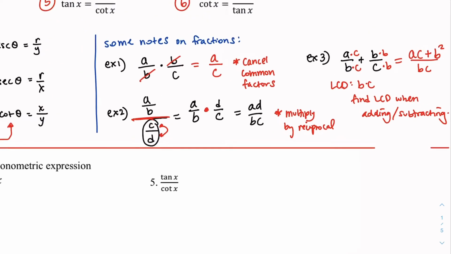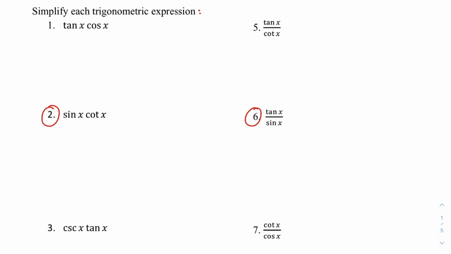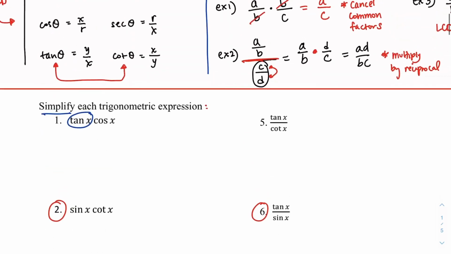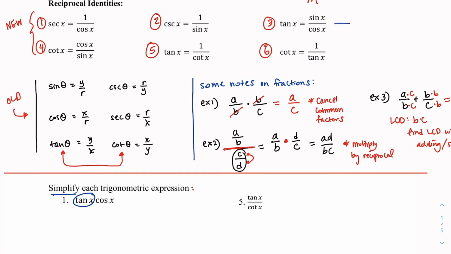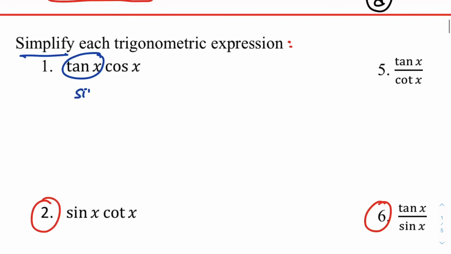Great. So now that we've covered our fraction rules, let's jump in with some problems. It says to simplify each trigonometric expression. So I want to rewrite it in a way that's more simple. Well, tangent, if you remember from identity number 3, tangent is sine x over cosine x multiplied by, there's an invisible multiplication, cosine, well, we don't need to rewrite cosine, I'm just going to leave that as cosine x.